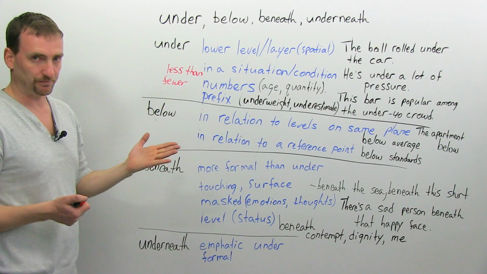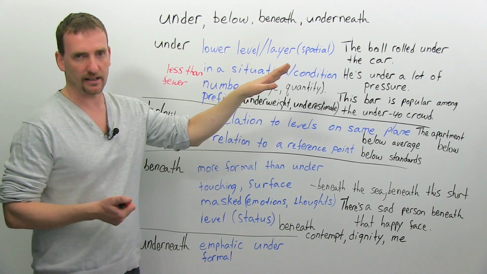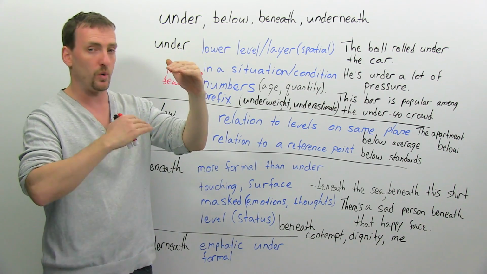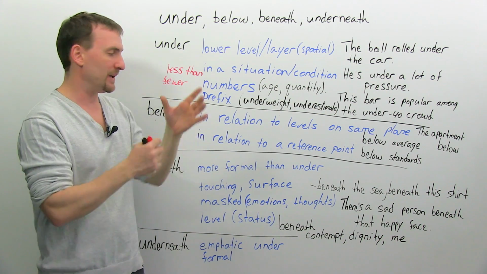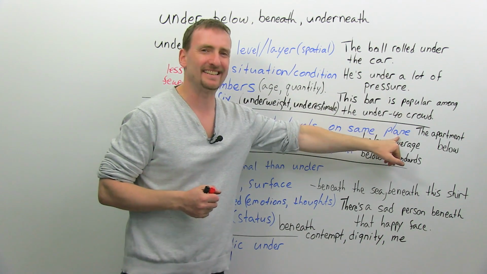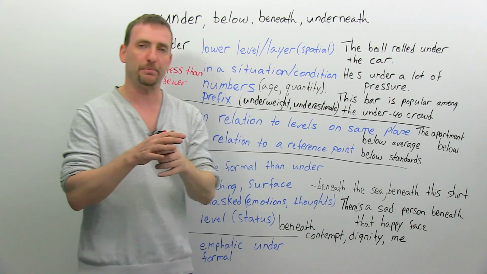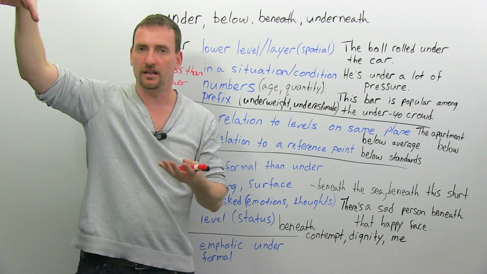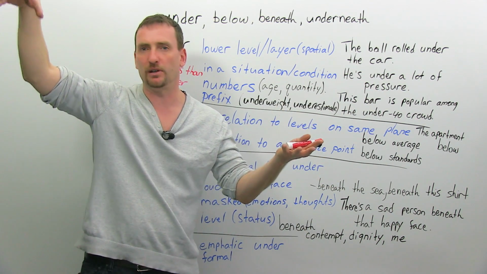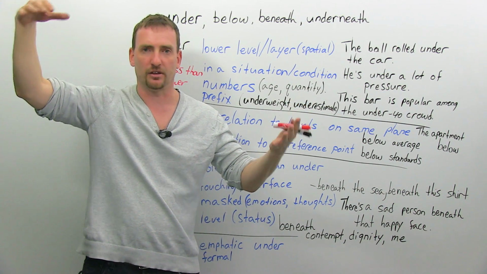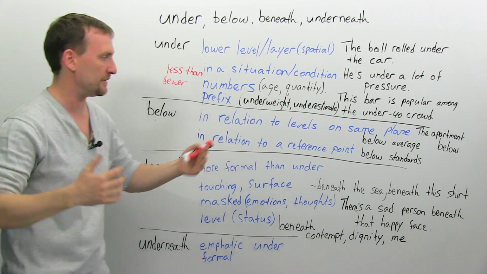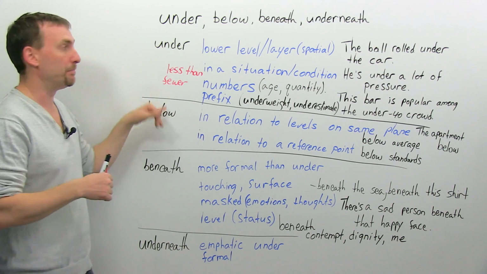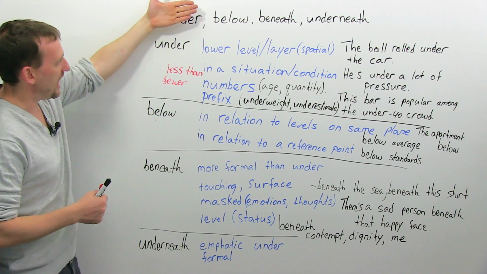Now, let's look at below. So we looked at lower level, etc. When we use below, we're still talking about the relation of two things. One is lower than the other, but it's important to remember that usually it's on the same plane. Now, on the same plane means the same spot in space. So if something is here and something is here, we don't say this is below that. We can say it's under this in terms of the rankings, okay, but we don't say it's below. So the word below is written below the word under. Because why? We're on the same plane.